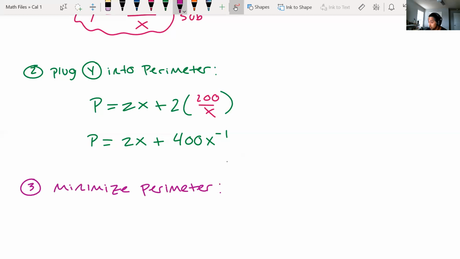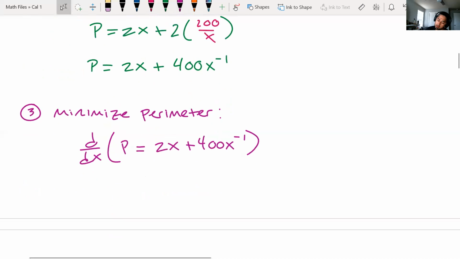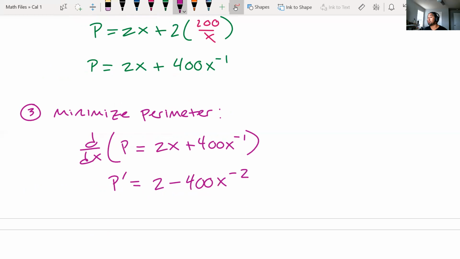Which means we're going to take the derivative of it, set it equal to 0, and solve for x. So we'll say d over dx of the whole equation, P equals 2x plus 400x to the negative 1. And we're going to get P prime equal to 2 minus 400x to the negative 2. And now, after we look for maxes or mins, we take that derivative and we set it equal to 0.